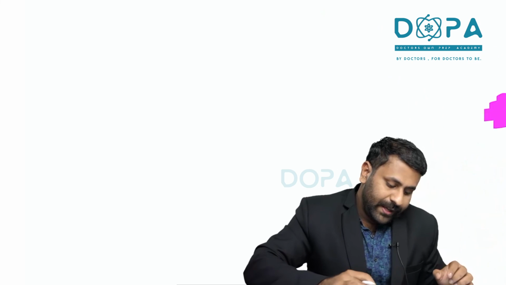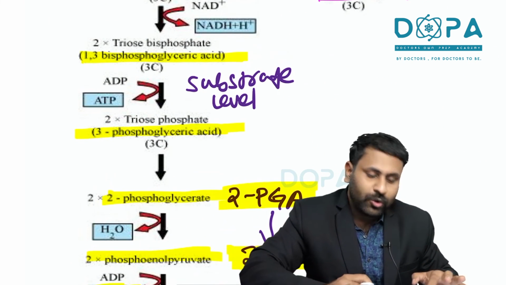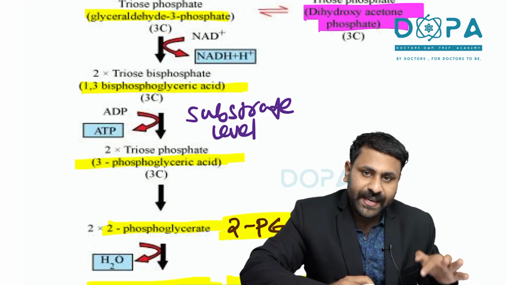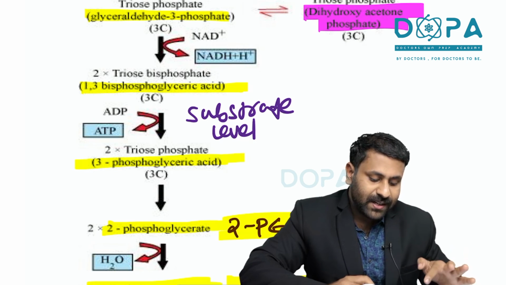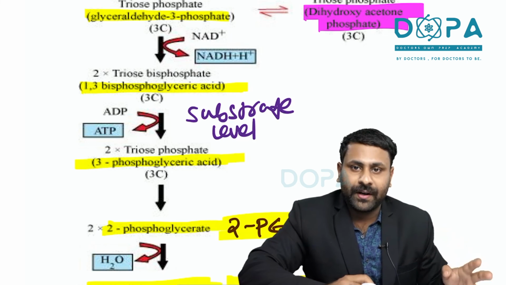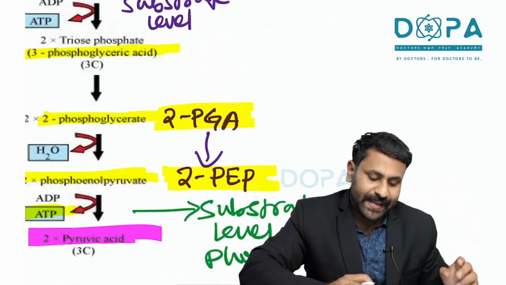Here you can see 2 G3Ps are formed. Totally 2 glyceraldehyde 3-phosphate are formed. Each G3P is converted into 1,3-BPGA. So in the first reaction, 1 NADH is formed. From each G3P, 1 NADH is formed. Totally 2 molecules of G3P are formed, so 2 G3P can produce 2 NADH.